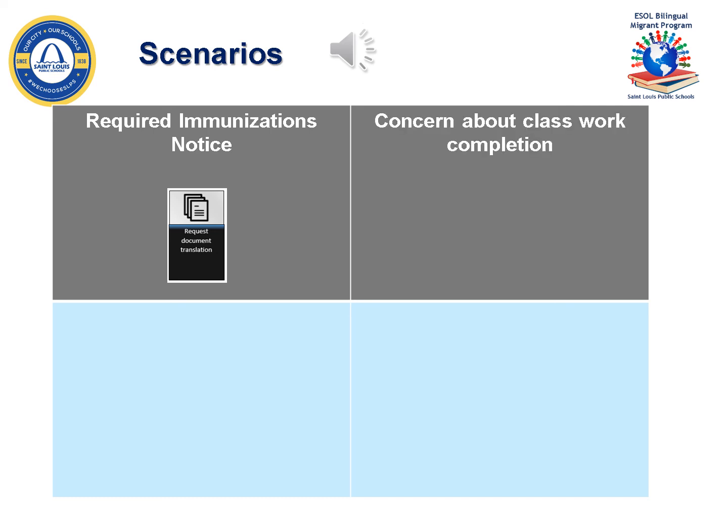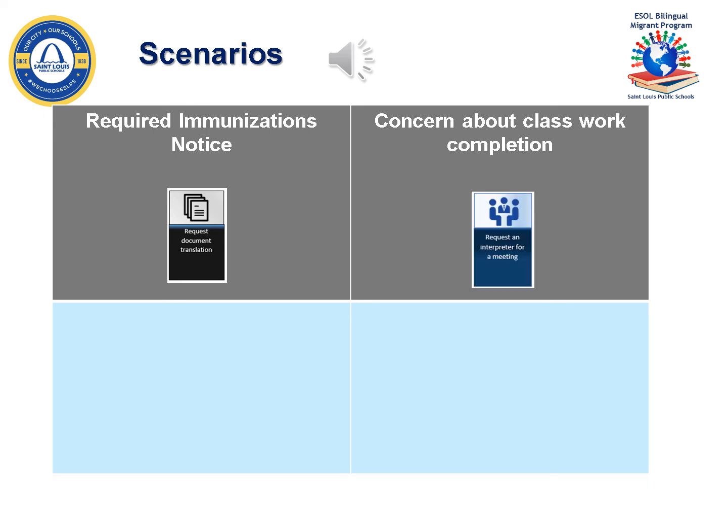When you have a concern about classwork completion and want to address this concern with ELL parents needing language support, the language access service you need is interpretation. If it is a Spanish-speaking parent, you can call district interpreters directly, or if this parent speaks a language not available on the district language access team, you can use a telephonic interpretation access code.